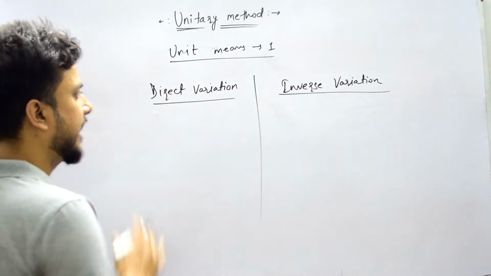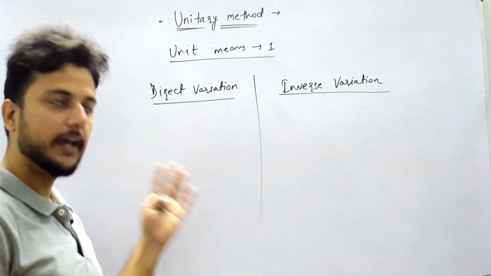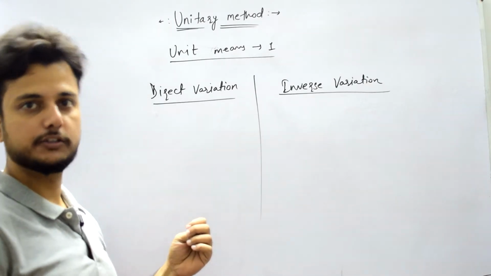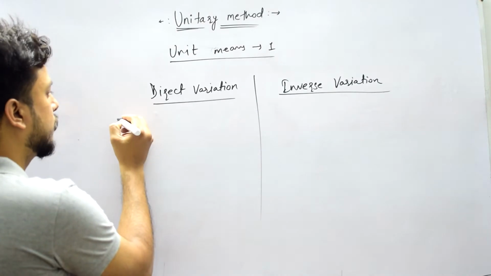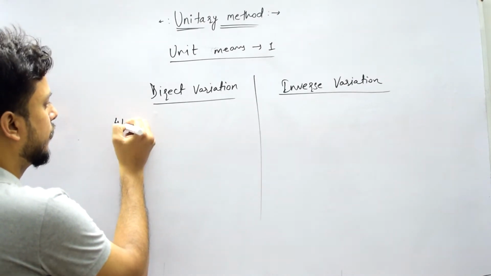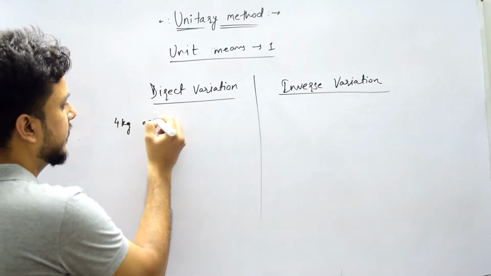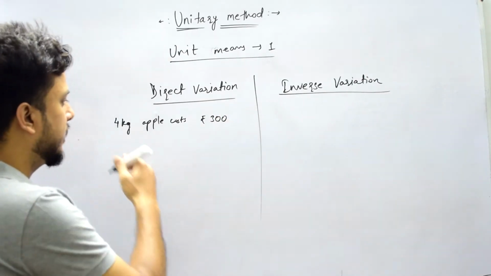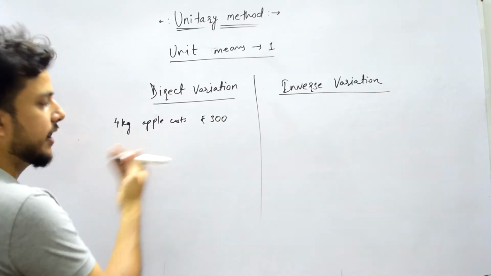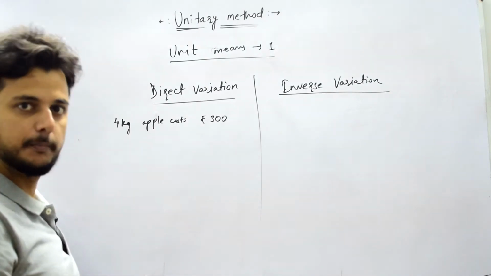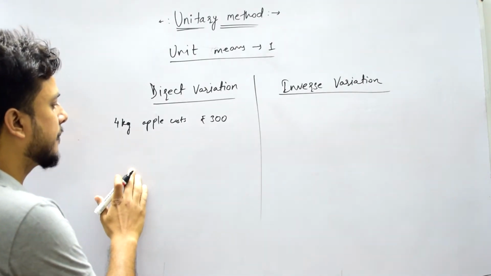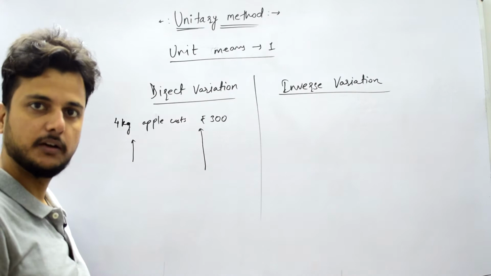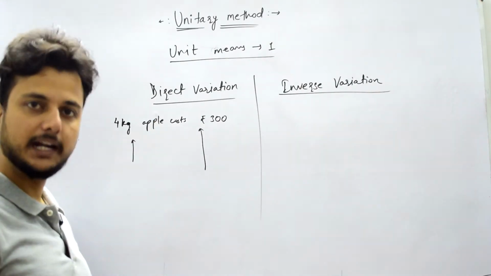So first of all, direct variation is a type of variation where if the value of one item increases, then its corresponding value also increases. For example, if I go to the market and buy 4 kg of apples, suppose 4 kg of apples costs 300 rupees. Now if I buy more apples, the more money I have to pay. So if the amount of apple increases, the amount of money which I have to pay also increases. This type of variation is known as direct variation.